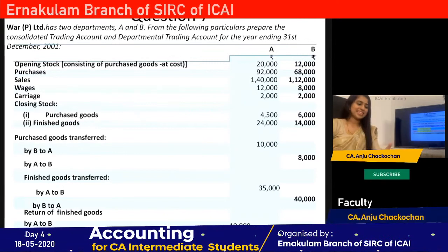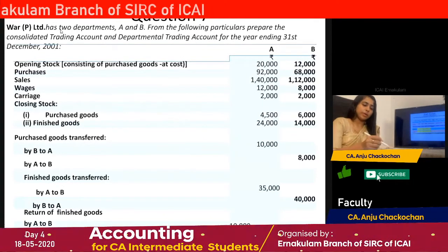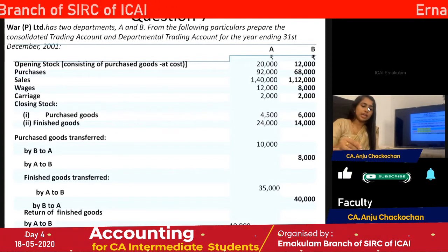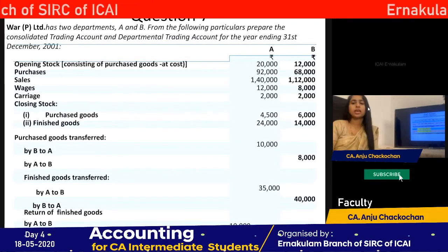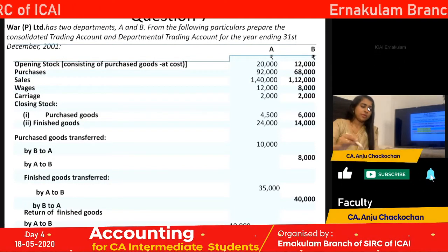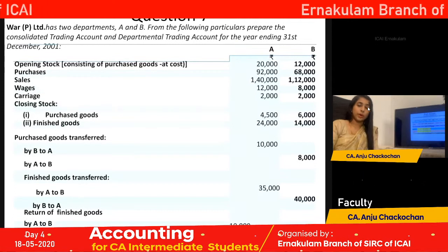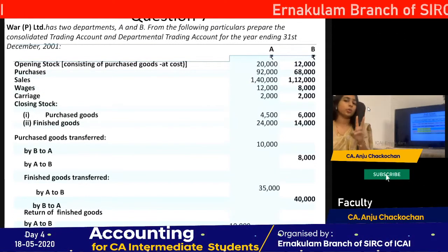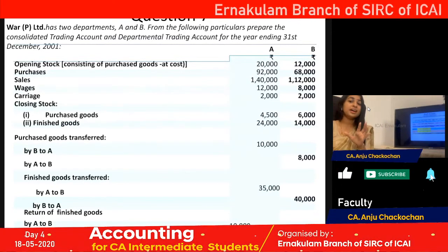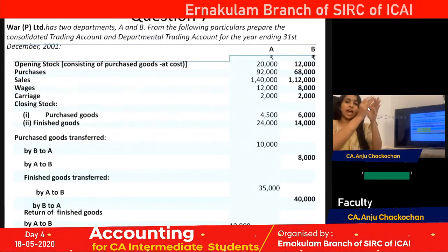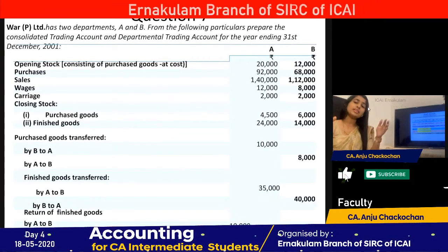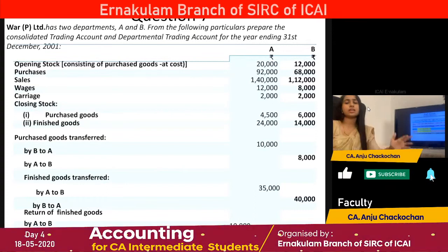So what Private Limited has 2 departments, Department A and Department B. Following are the particulars: prepare a consolidated trading account and departmental trading account for the year ending 31st December 2001. We just have to prepare the trading account. Only the trading account is required, but you will have to prepare it department-wise. The other requirement is to prepare a consolidated trading account.